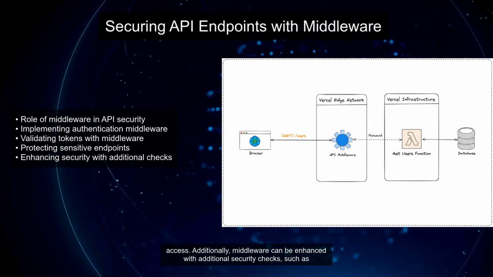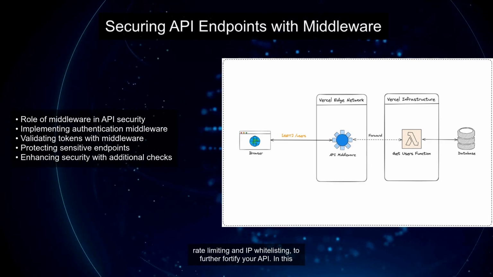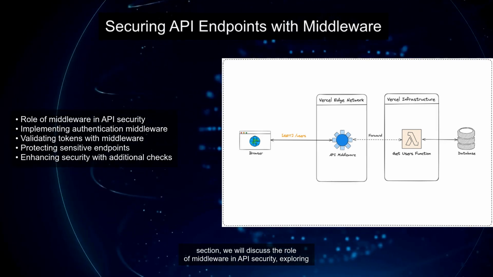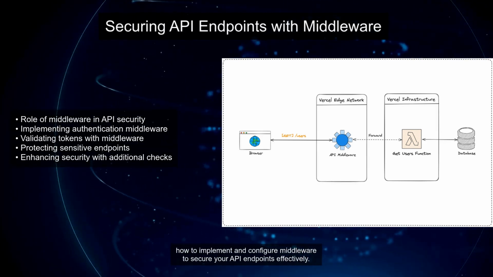Additionally, middleware can be enhanced with additional security checks, such as rate limiting and IP whitelisting, to further fortify your API. In this section, we will discuss the role of middleware in API security, exploring how to implement and configure middleware to secure your API endpoints effectively.